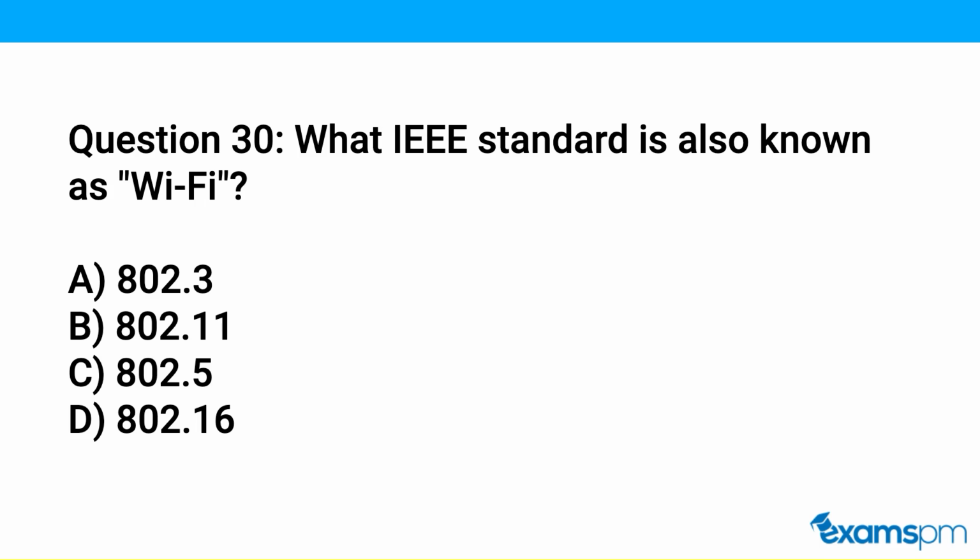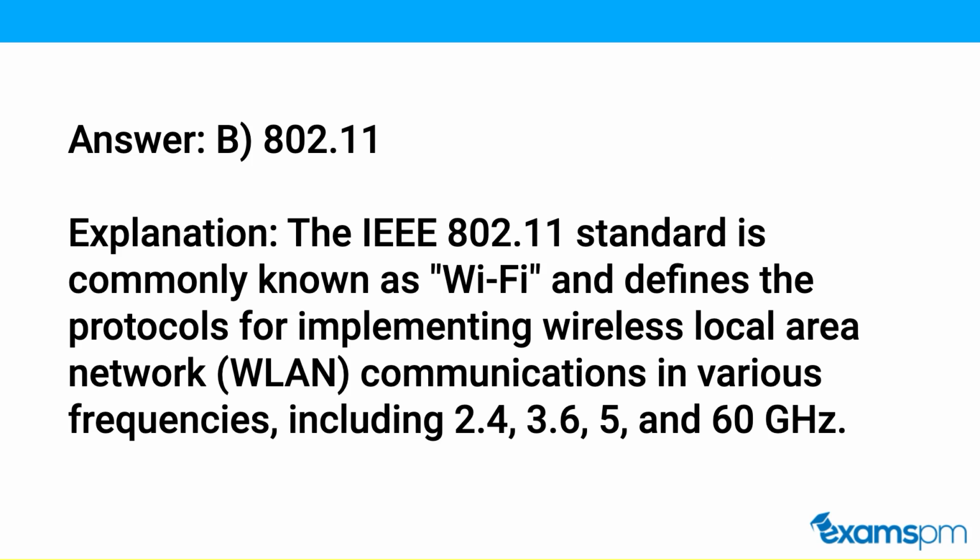Question 30. What IEEE standard is also known as Wi-Fi? A. 802.3. B. 802.11. C. 802.5. D. 802.16. Answer: B. 802.11. Explanation: the IEEE 802.11 standard is commonly known as Wi-Fi and defines the protocols for implementing wireless local area network (WLAN) communications in various frequencies, including 2.4, 3.6, 5, and 60 GHz.